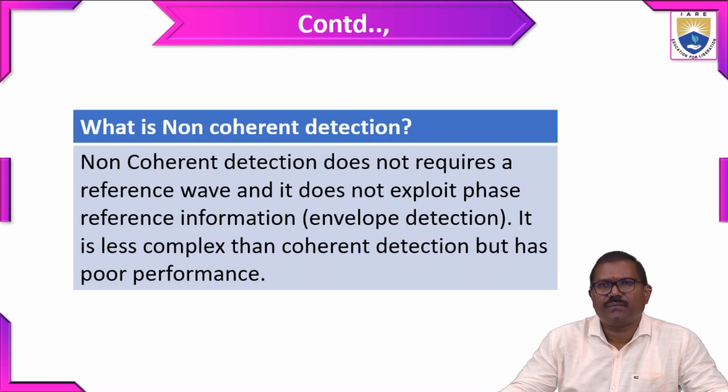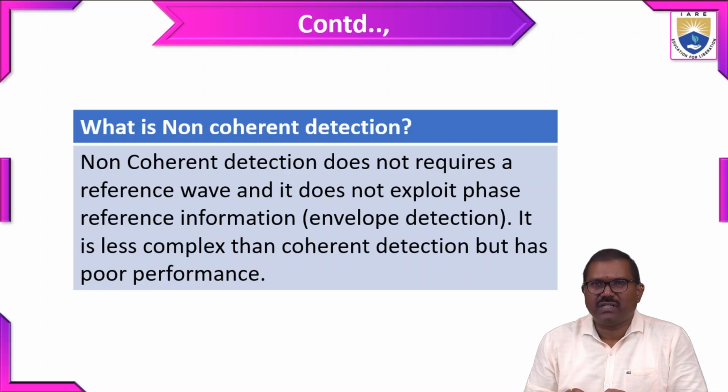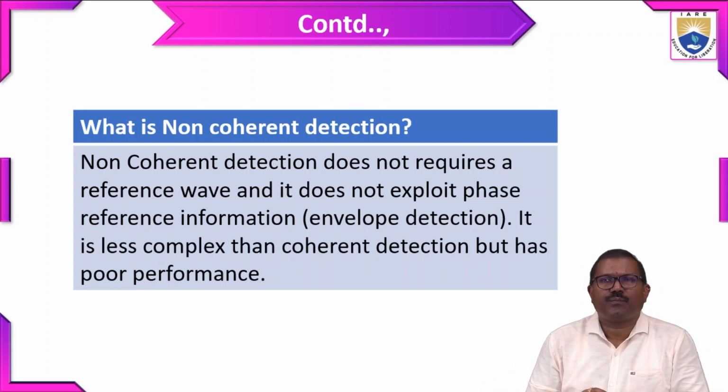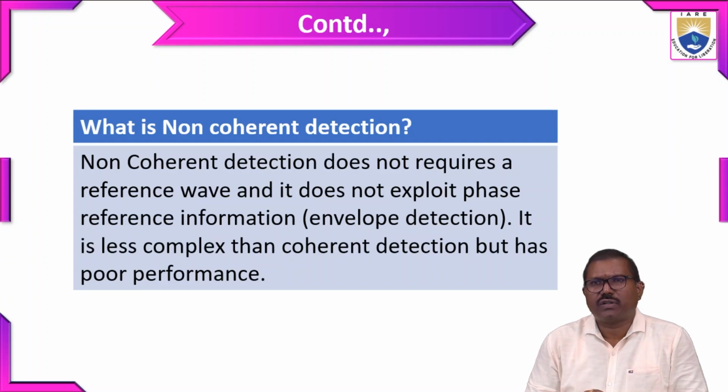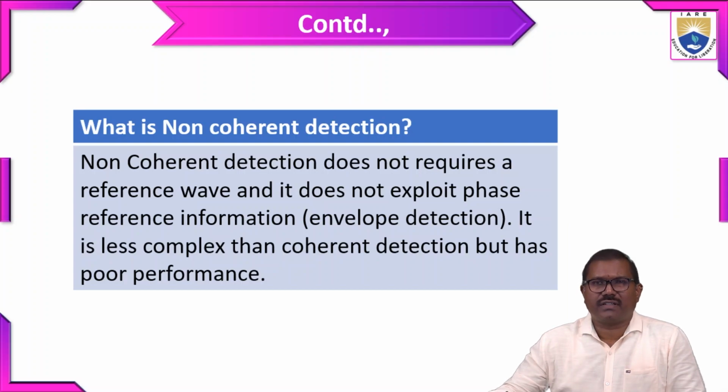What is non-coherent detection? Non-coherent detection doesn't require a reference wave and does not exploit phase information. It is less complex than coherent detection but has poor performance. When you compare performance levels, coherent is the best one, but non-coherent performs very poorly. But what is the advantage? It is less complex than coherent detection. So depending on the application, we go for either the coherent or non-coherent version.